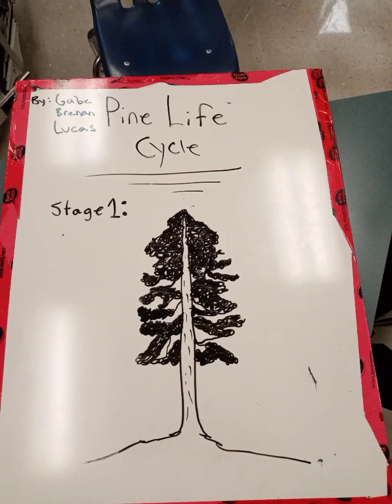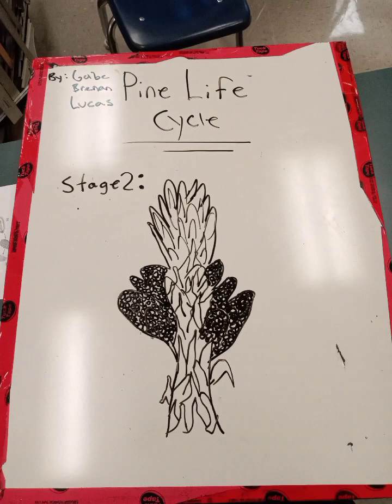Stage 1. Male cones and female cones are formed on the adult tree or the spore-bearing plant. Stage 2. Several male cones are formed in a cluster beneath a new shoot.